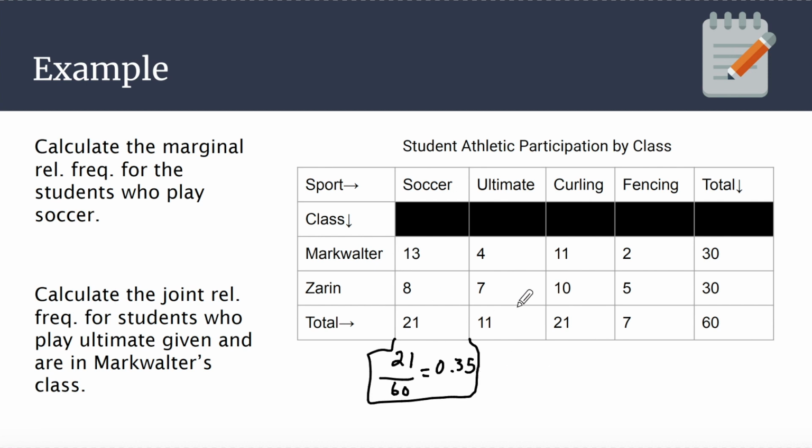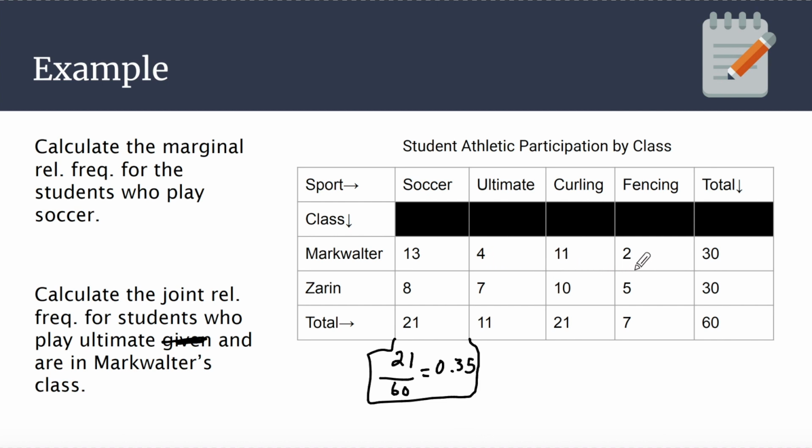All right. Notice if we total that up for each column, we would be able to sum it up to 100, because over here we'd have a 60 out of 60 situation. Now let's calculate the joint relative frequency for students who play Ultimate and are in Markwalter's class. All right, so the joint stuff is on the inside. So we want students who play Ultimate and are in Markwalter's class.